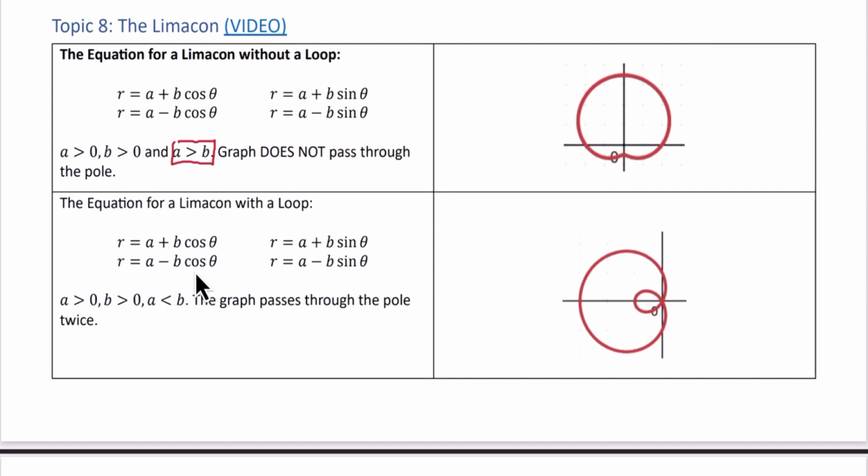Notice that these formulas down here are the same, but the difference is a is less than b. So a and b are still positive, but this time a is less than b. This will generate a graph that does have the inner loop and passes through the pole. It actually passes through it twice. Once, loops around, twice.